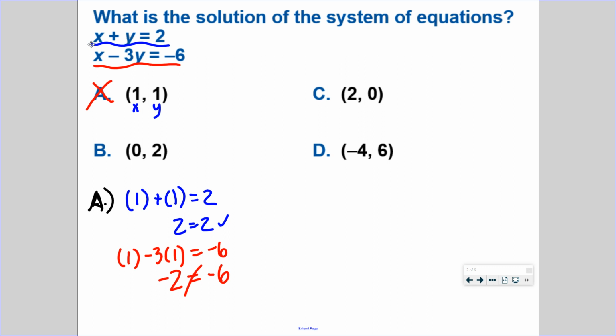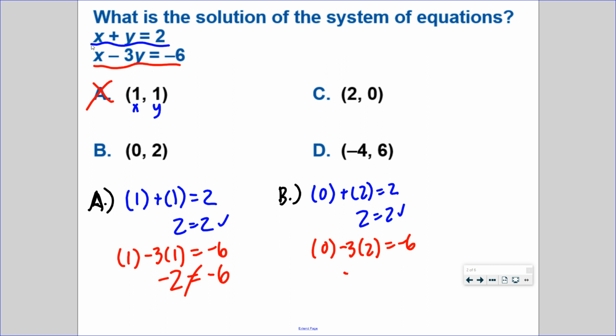I'll try B next. B, 0, 2. Is that on my blue line? Yup. I get 2 equals 2. That's a solution to that equation. Is it on my red line? I get 0 minus 6 is negative 6. Oh, we found it. The point that's on both lines. So if we were to graph both these lines, that would be the point where they intersect.